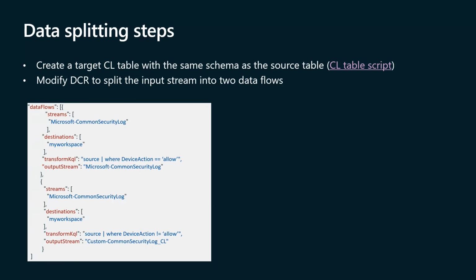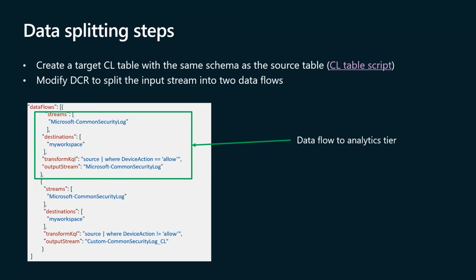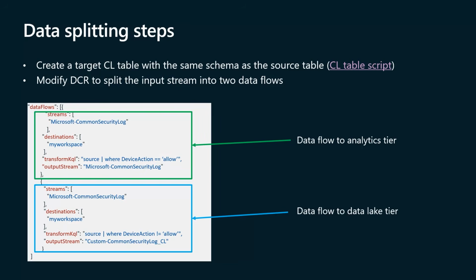And then I have to modify the data collection rule, as you see on the screen, with two data flows. The first data flow goes into the analytics tier with a specific transformation KQL, and then another data flow goes into the data lake tier with the opposite KQL, the opposite transformation. In this case, all the device actions that equal allow will go into the analytics tier. The ones that are not allowed will go into the data lake. So this is how it's done today.